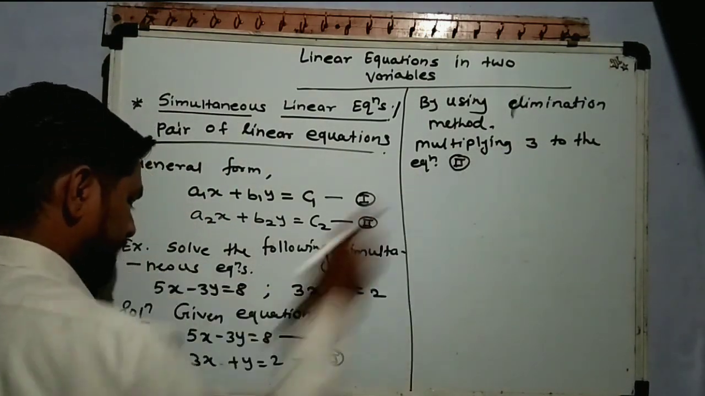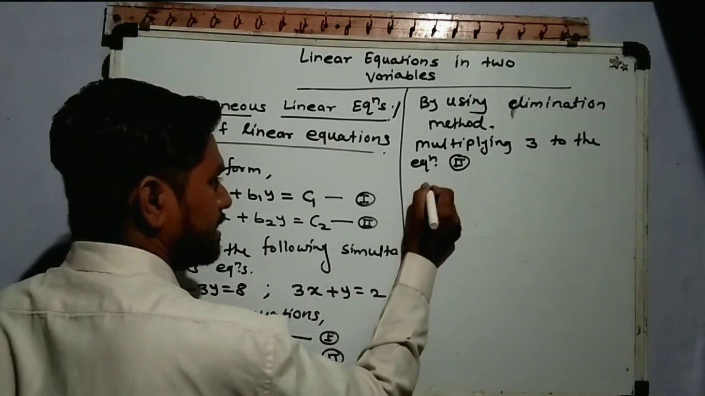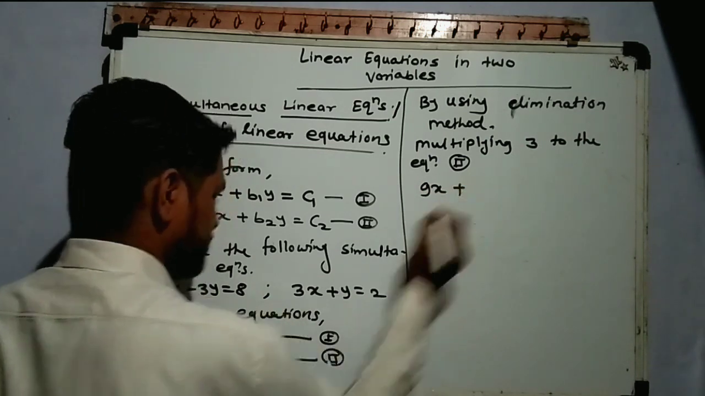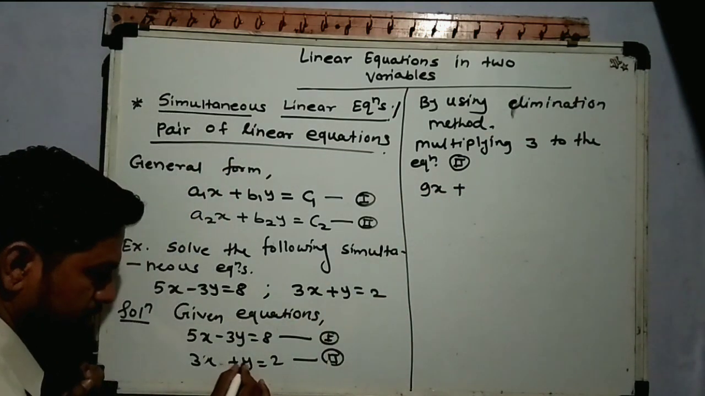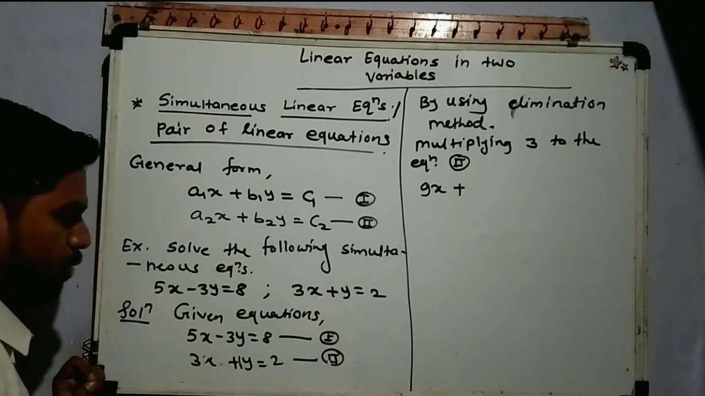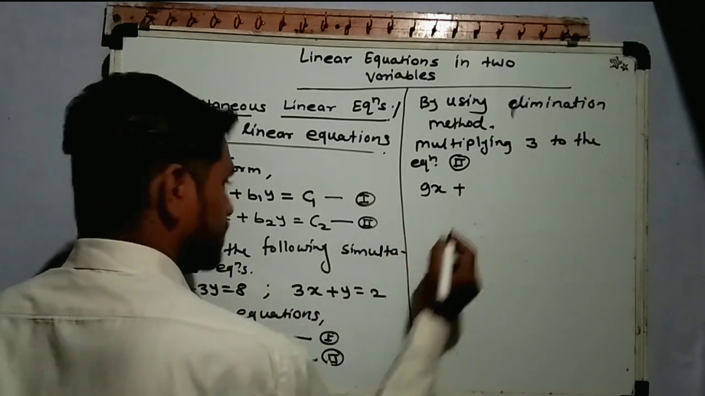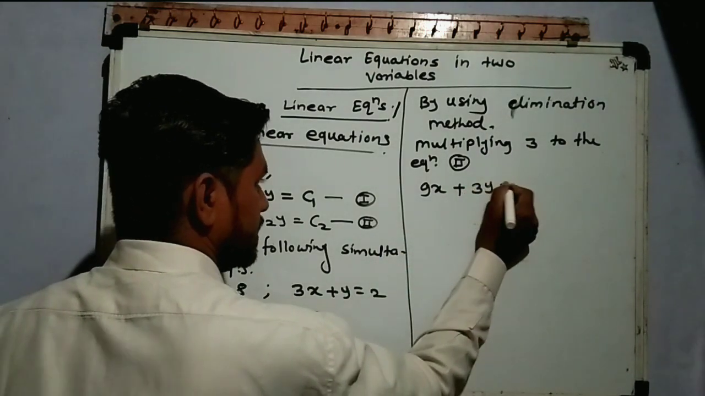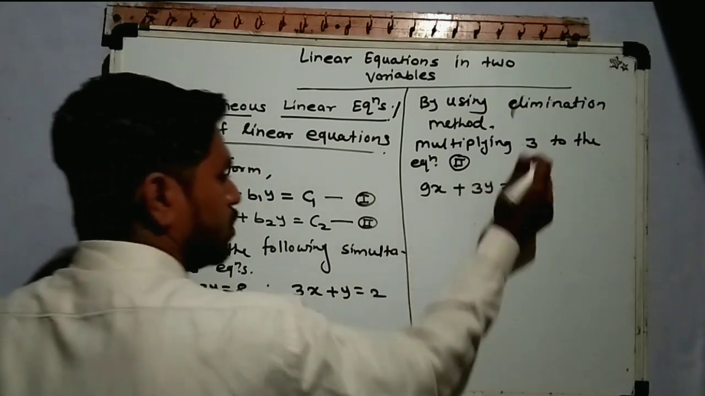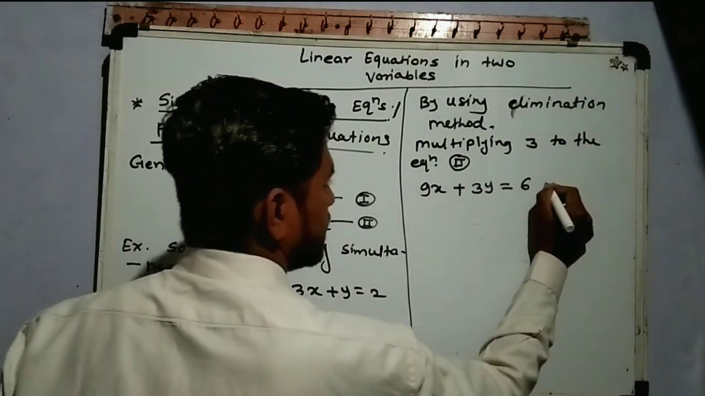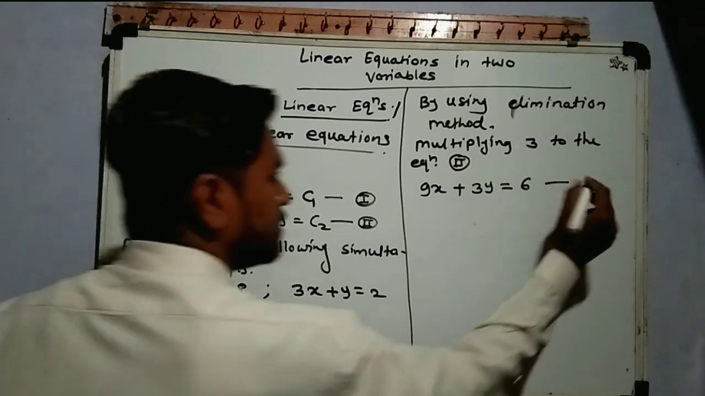3 times 3 is 9x, plus there is no coefficient of y, so it becomes 1. So 1 into 3 is 3y, equal to 2 into 3, which is 6. So equation number 2 became the third equation.